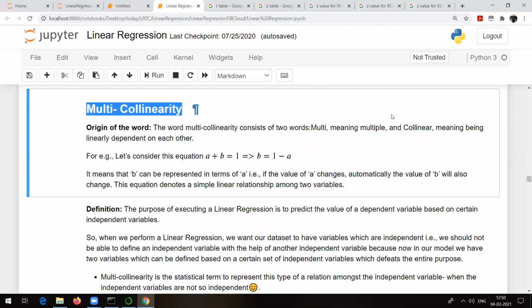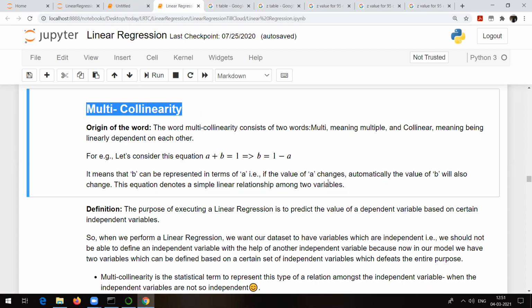Now, what are the ways to detect multi-collinearity? One of the ways is to make use of a heat map, which we have seen in Seaborn or in assignments. In case of correlation, if the value is less than minus 0.9 or greater than 0.9, then there is multi-collinearity. If there is a relationship between independent features, that is called multi-collinearity.